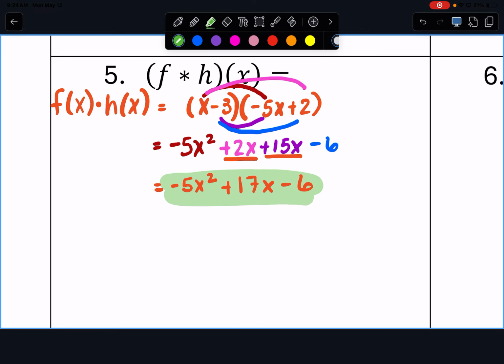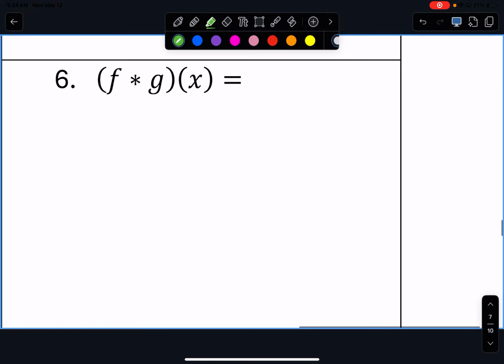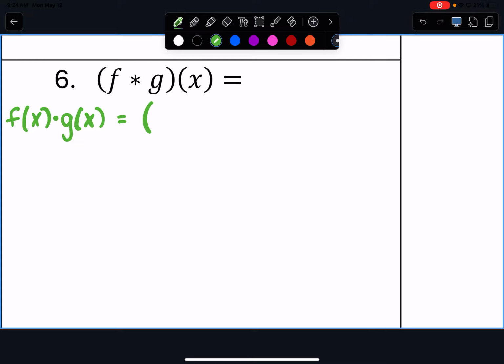Okay? Number 6 is very, very similar to that. So we're going to do the same thing. We're going to do f of x times g of x. What is f of x? What is g of x? X squared plus 3x minus 7. The only thing that's different is one of these has 3 terms. So I have to distribute each one how many times?